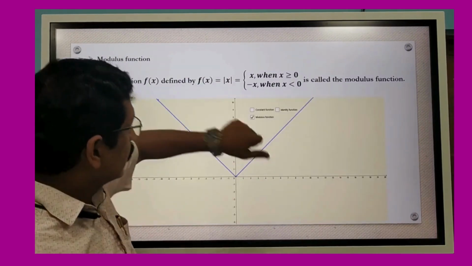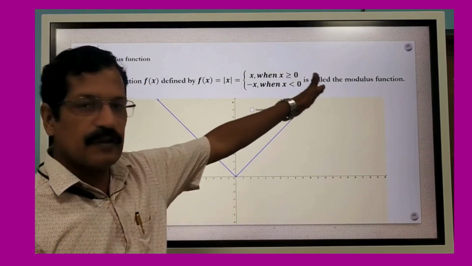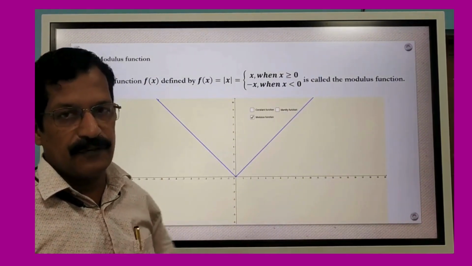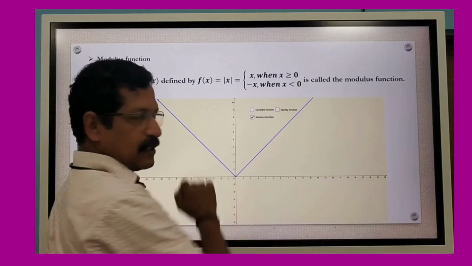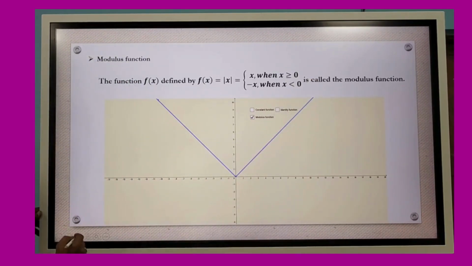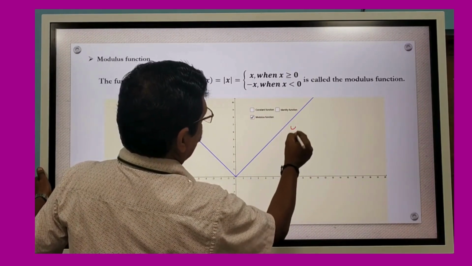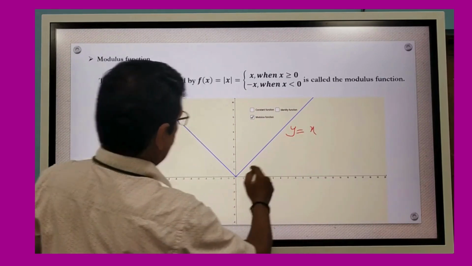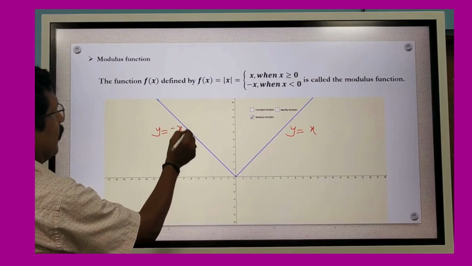Now graph of modulus function. Graph of modulus function is this graph and it is a V-shaped graph. And here I have two branches. One is this, and this vertex is at the origin. And this part, its equation is y is equal to x. And this branch, the equation is y is equal to minus x.